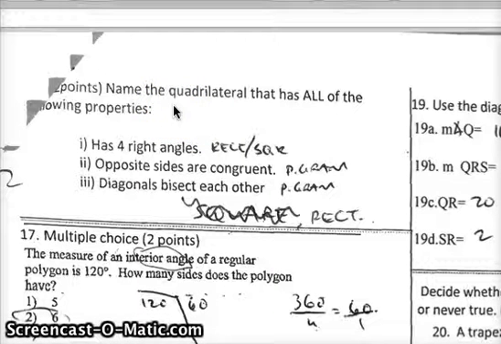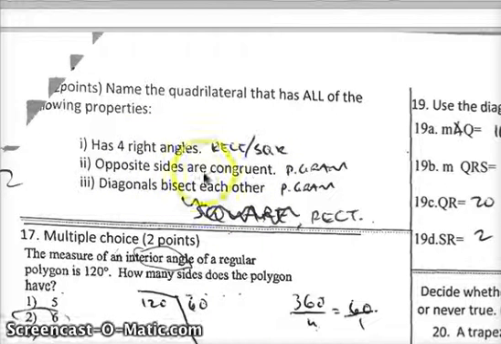So it's saying, I'm going to give you some facts, and you should be thinking about some of the quadrilaterals. It has 4 right angles. That means it's only a rectangle or a square. Opposite sides are congruent. Well, that's just any parallelogram. And diagonals bisect each other. That's also a parallelogram. So with all of these clues, the most specific polygon we can think of is a rectangle. The reason why I crossed off square is because it says opposite sides are congruent.